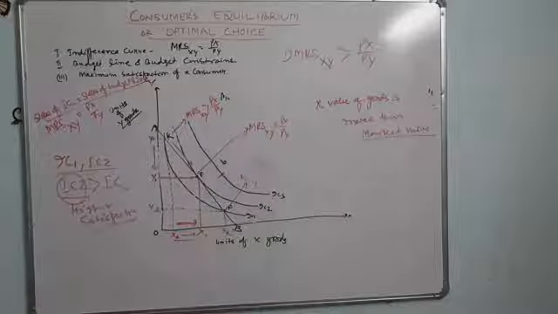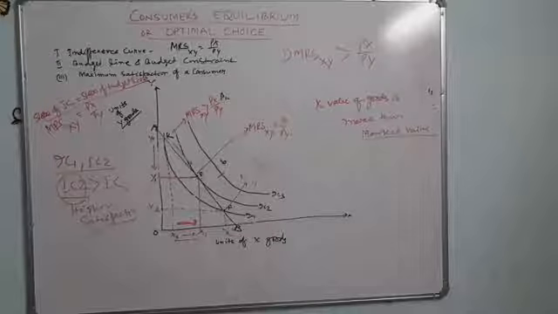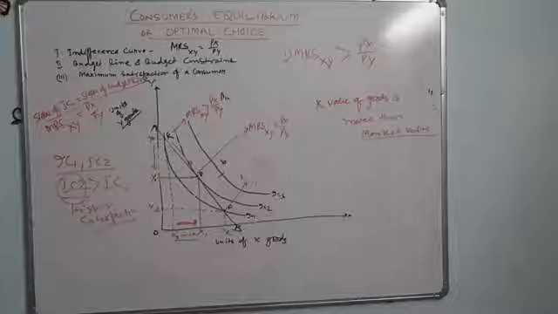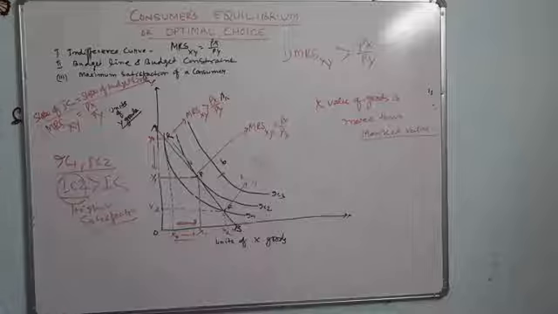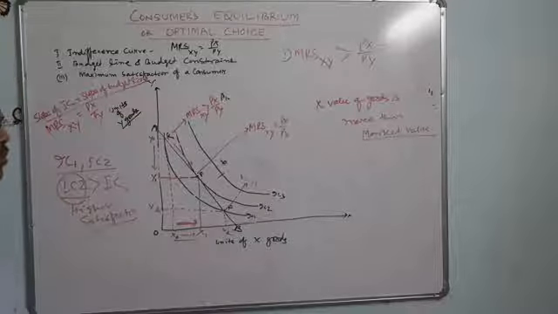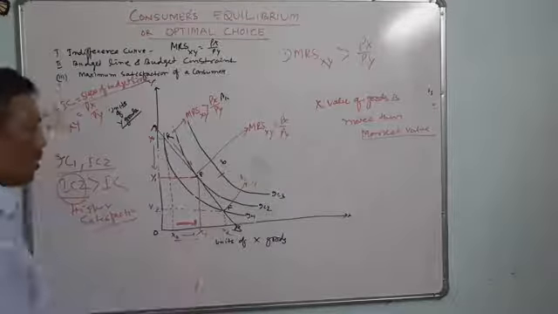Then, at the price prevailing in the market, the consumer buys more X goods and less Y. This leads to a fall in the marginal rate of substitution, and the marginal rate of substitution continues to fall until it becomes equal to the ratio of the prices of the two goods. So the consumer will purchase more X goods and less Y goods when the marginal rate of substitution of X for Y is greater than Px upon Py. So he will prefer this good.